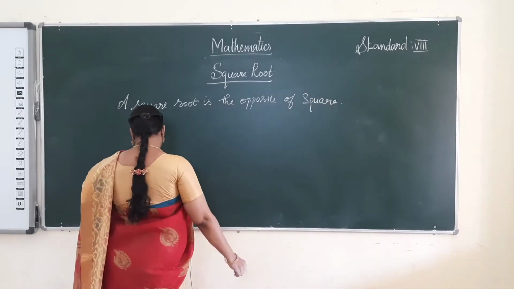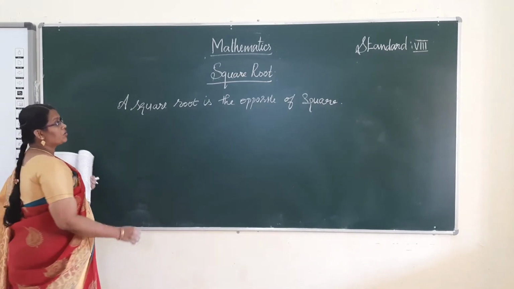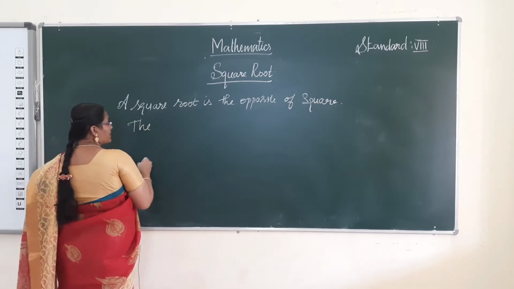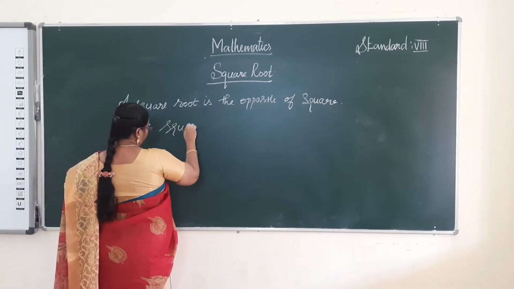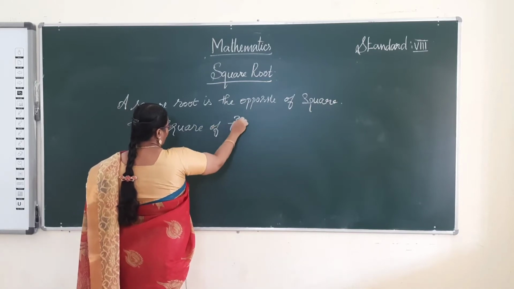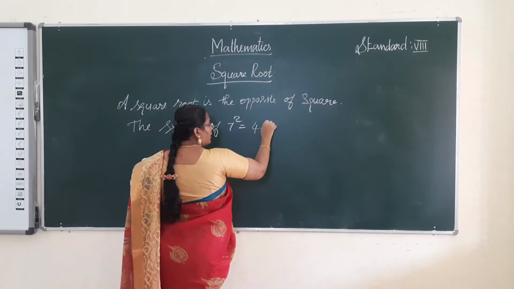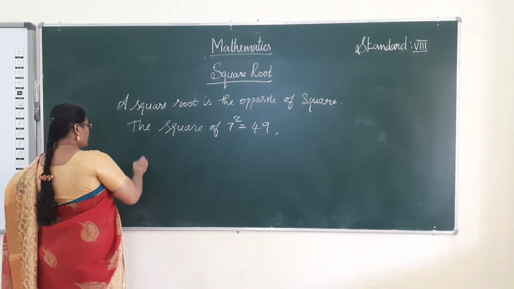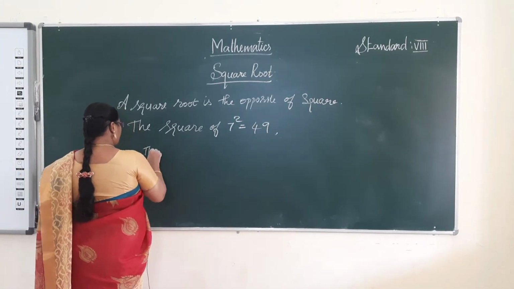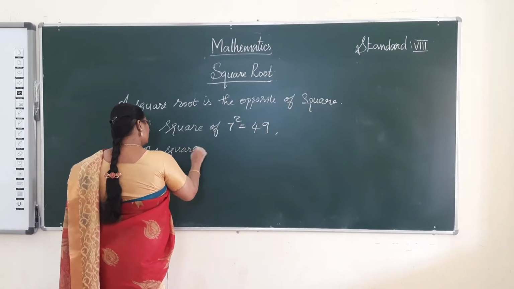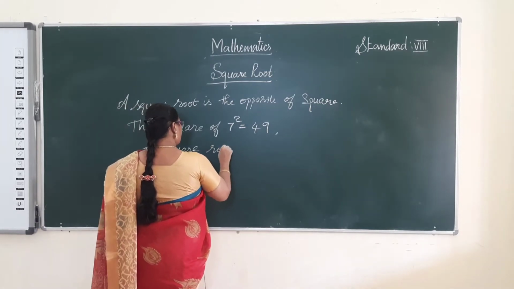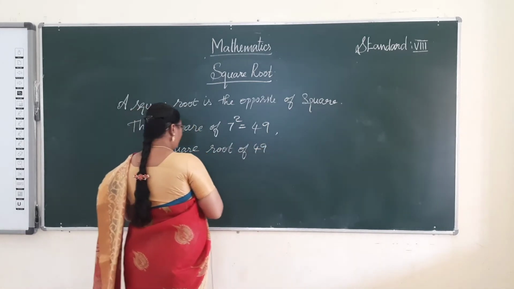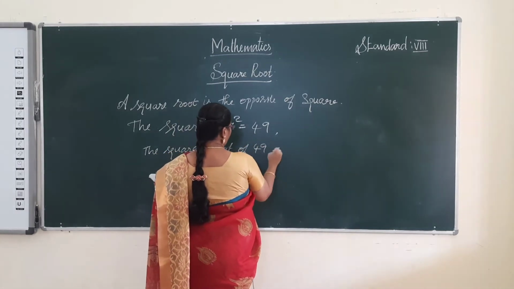For example, the square of 7, 7 squared. What is the value? 49, is it? 7 sevens are 49. What is the square root of 49? The square root of 49 is the reverse, so the reverse of that is 7.